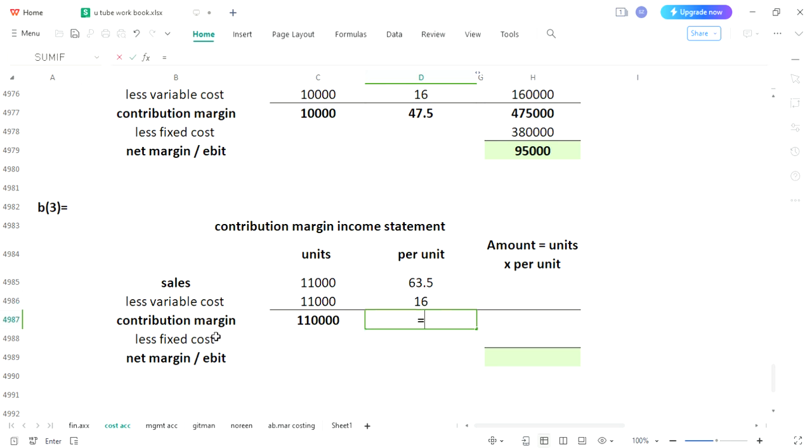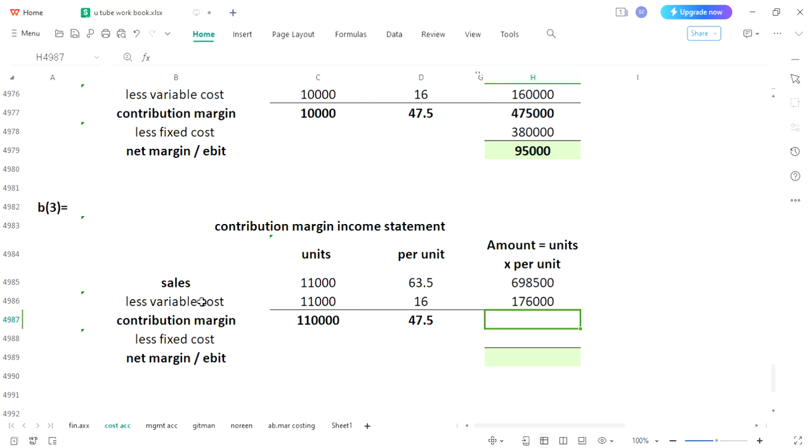Contribution margin would be calculated by taking the difference of variable cost and sales. Amount of sale is 63.5. You will subtract your variable cost, which is 16. So you have got your contribution margin. Amounts would be calculated by multiplying units into per unit. Your units are 11,000, and you need to multiply per unit of sales 63.5. We have got our total sales. Now we will calculate our total variable cost. Units are 11,000, and you need to multiply it with per unit cost 16. We have got total variable cost.